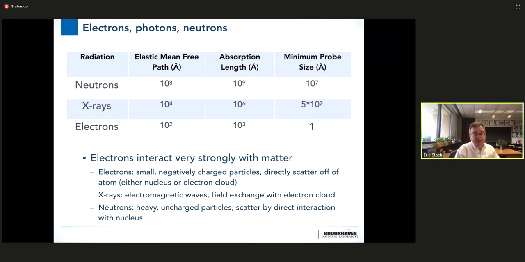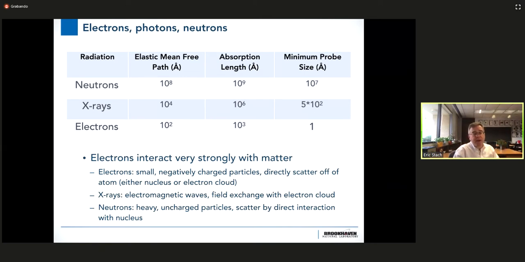In the case of X-rays, you're having an electromagnetic wave which undergoes a field exchange with the electron cloud. And then, of course, we haven't talked about it in this class. You're not having any lectures on neutron scattering, but they're another tool that people use to characterize materials. And in the case of neutrons, you're using a heavy uncharged particle which scatters by a direct interaction with the nucleus. So these three different types of scattering mechanisms lead to different mean free paths.